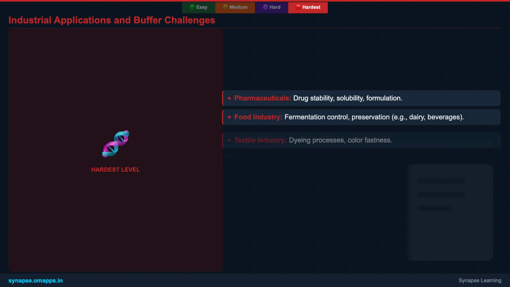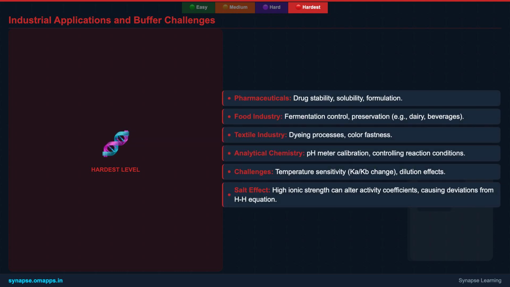Finally, we'll broaden our perspective to the extensive industrial applications of buffer solutions, from pharmaceuticals and food processing to textile dyeing and analytical chemistry. We'll also address the challenges associated with using buffers, such as their temperature sensitivity, dilution effects, and the salt effect, which can cause deviations from ideal behavior. This comprehensive view highlights the real-world impact and complexities of buffer chemistry.